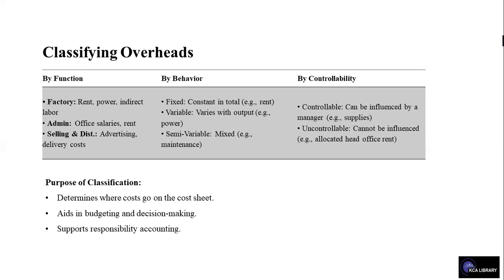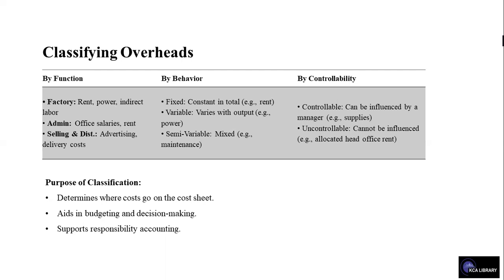When we talk about by behavior, overhead can be sectioned into fixed, variable, and semi-variable. Fixed is constant in total, like rent. Variable varies with output, for example, power. And semi-variable is a mixed one. An example of this is maintenance.